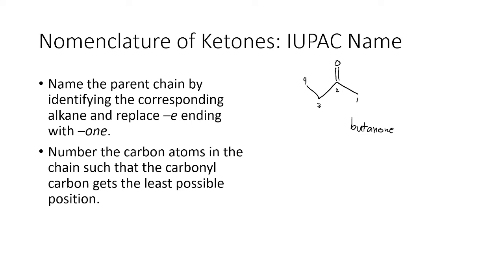Okay? Then, we need to number the carbon atoms in the chain so that the carbonyl carbon gets the least possible position. Kaya hindi ako nagsimula ng counting dito sa kabila. Dito sa 4, kasi dapat yung lowest possible yung mabigay natin dun sa ating carbonyl atom. Meaning to say, we will have here 2-butanone. So, hindi katulad ng aldehyde, na ang aldehyde ay laging nasa terminal part ng ating organic compound.